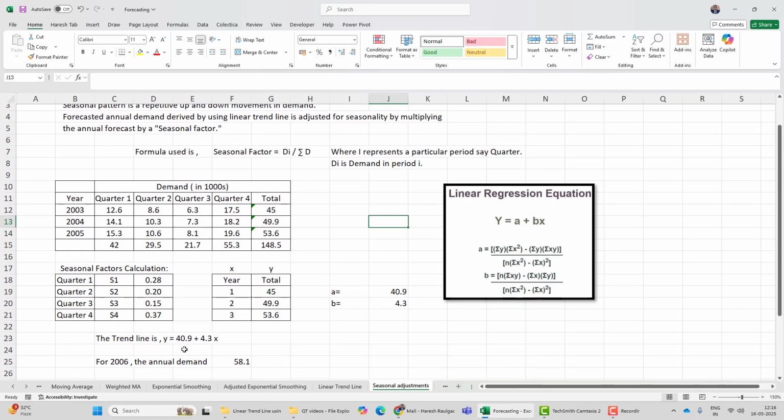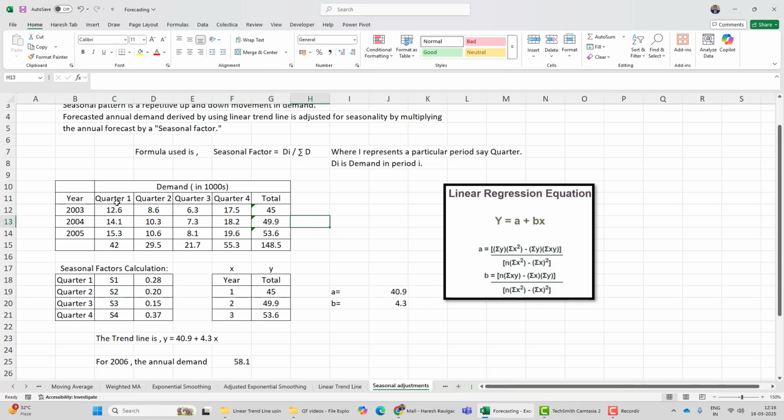So your equation becomes Y equal to 40.9 plus 4.3 times X. For 2006, X will be equal to 4. When we put X equal to 4, we get the total annual demand for 2006 as 58.1. Now this 58.1 we need to divide into the 4 quarters. For that, we are going to find out seasonal factors. So what exactly is the seasonal factor?